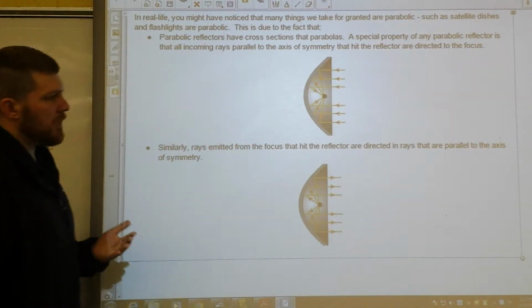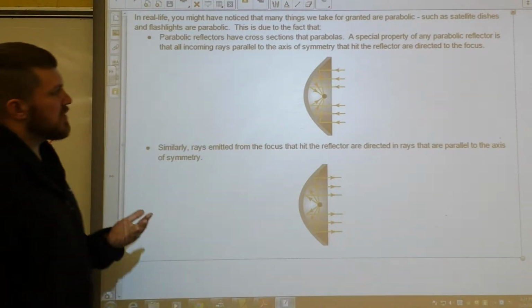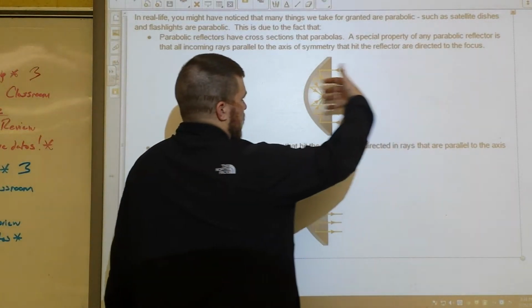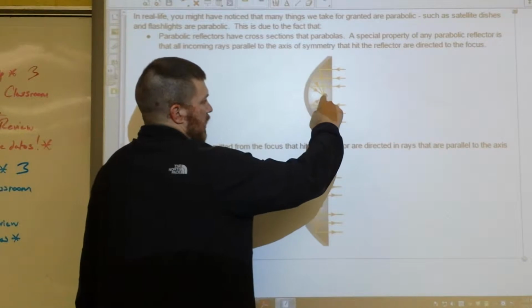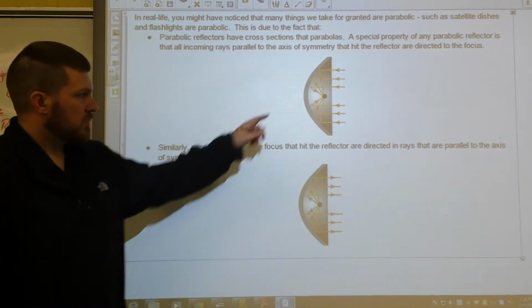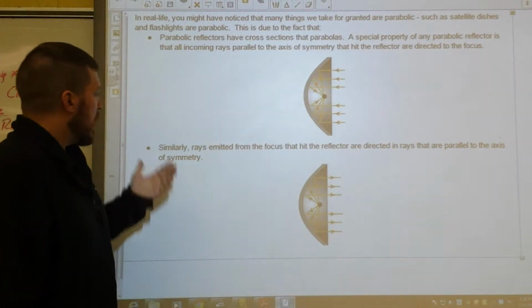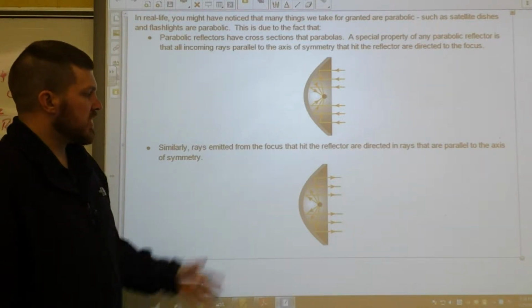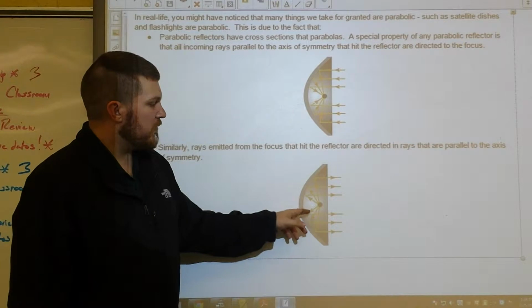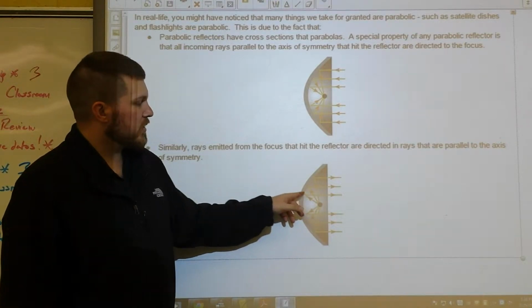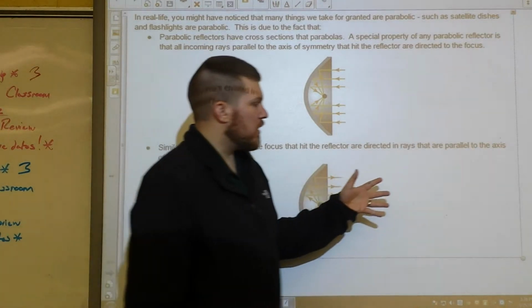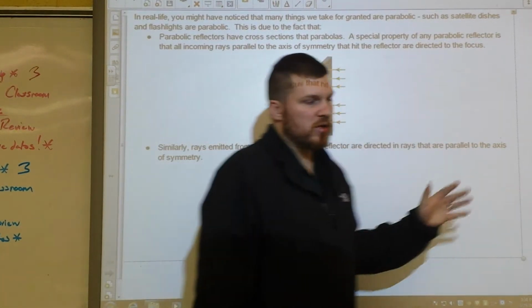Two things happen when you have a parabolic reflector. Essentially, all incoming rays, as the rays travel in, bounce off the parabola and go to the focus, which is right there. Also, any rays that are being transmitted away from the focus hit the parabola and go out parallel to the axis of symmetry of your parabola.